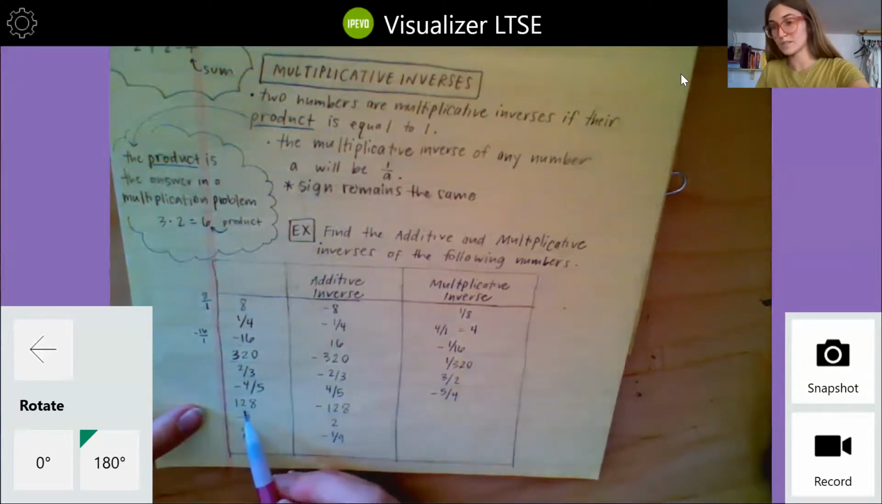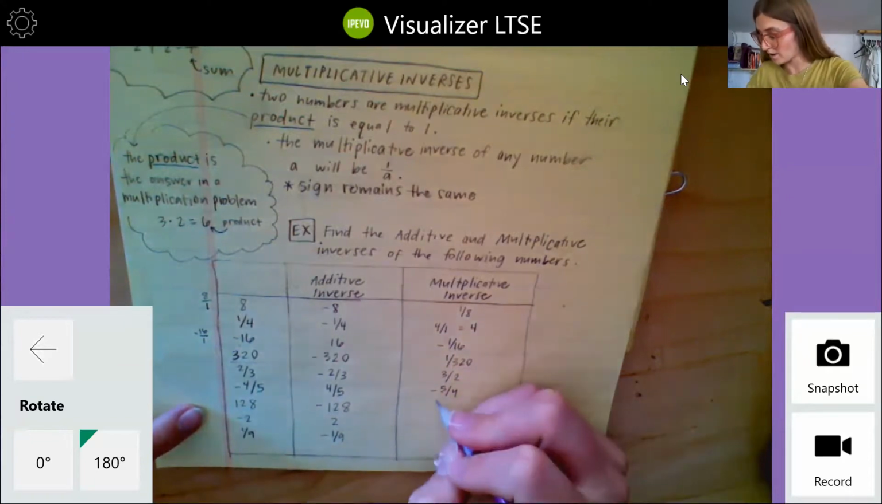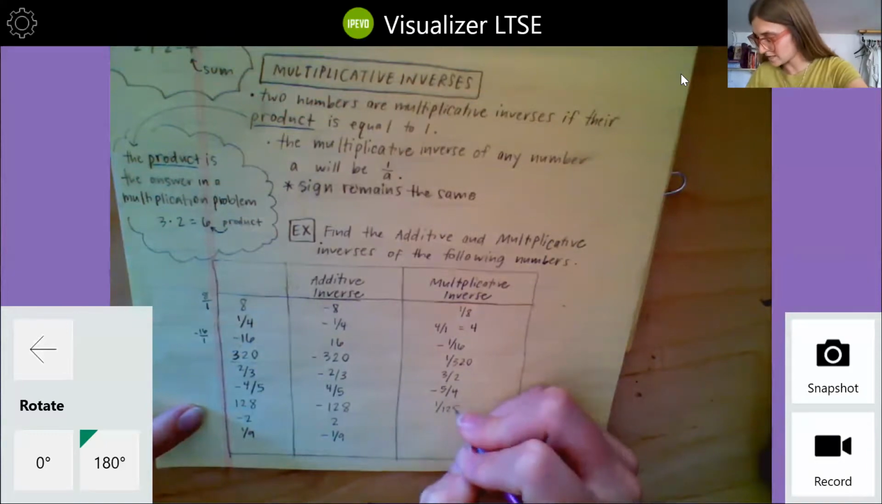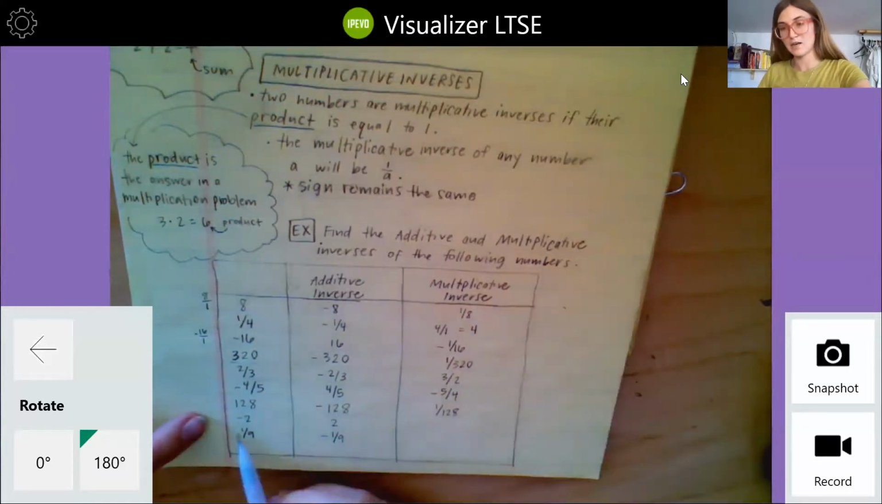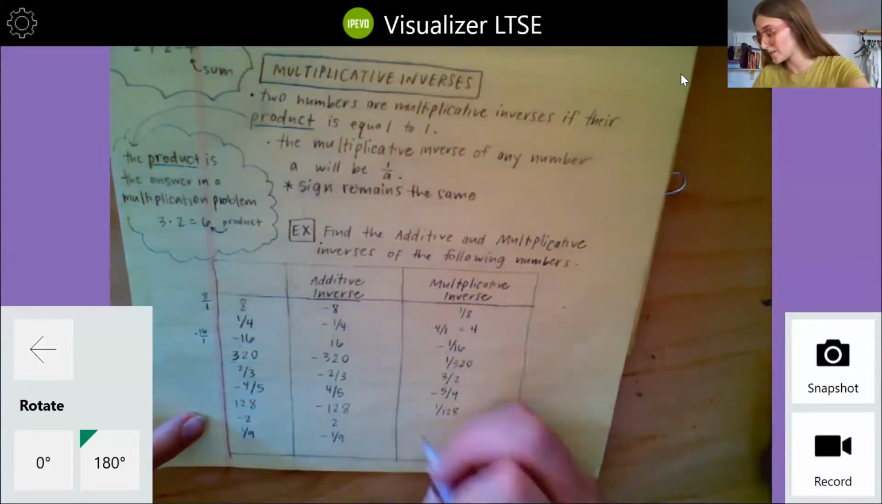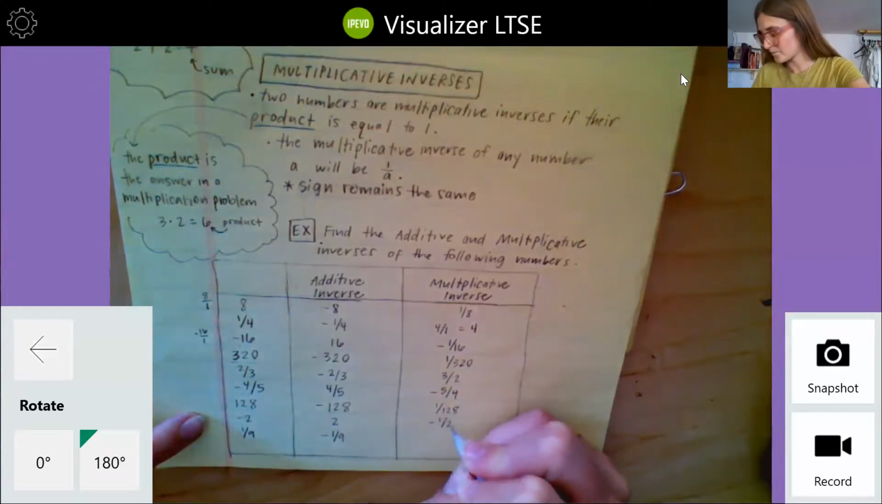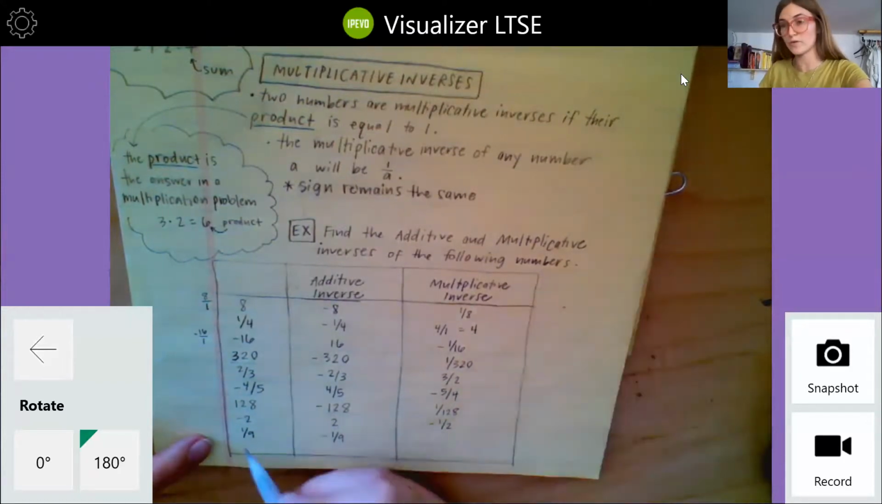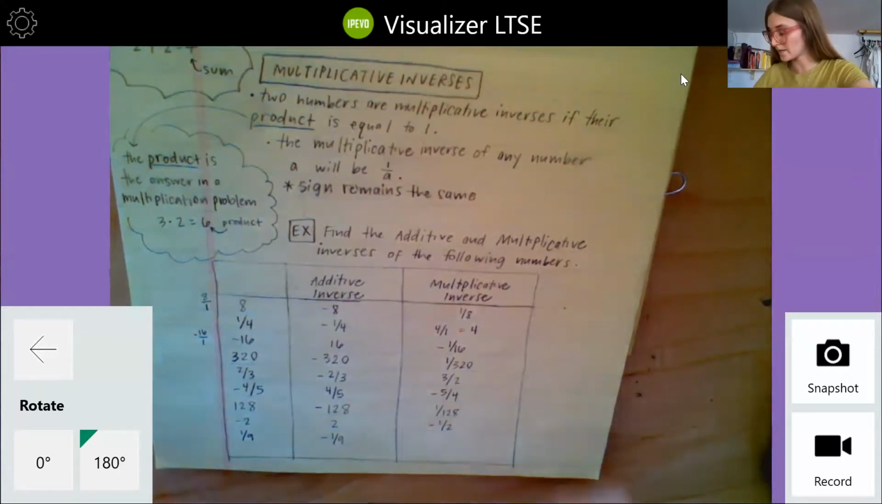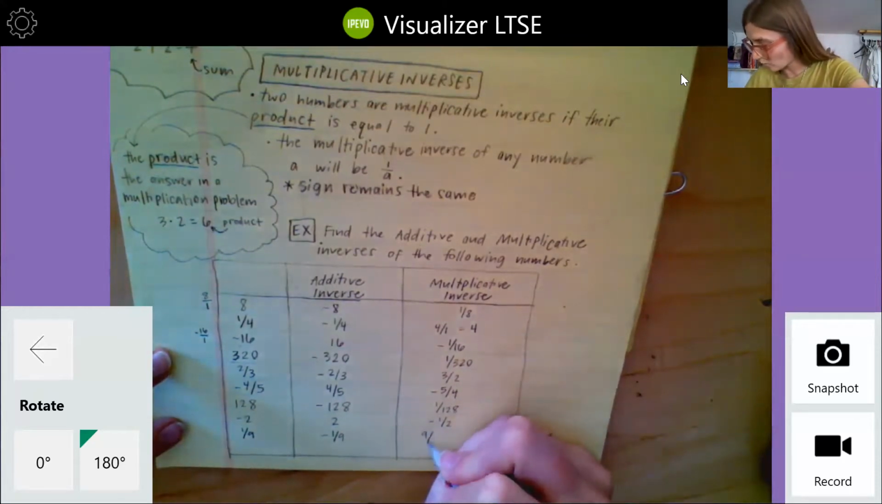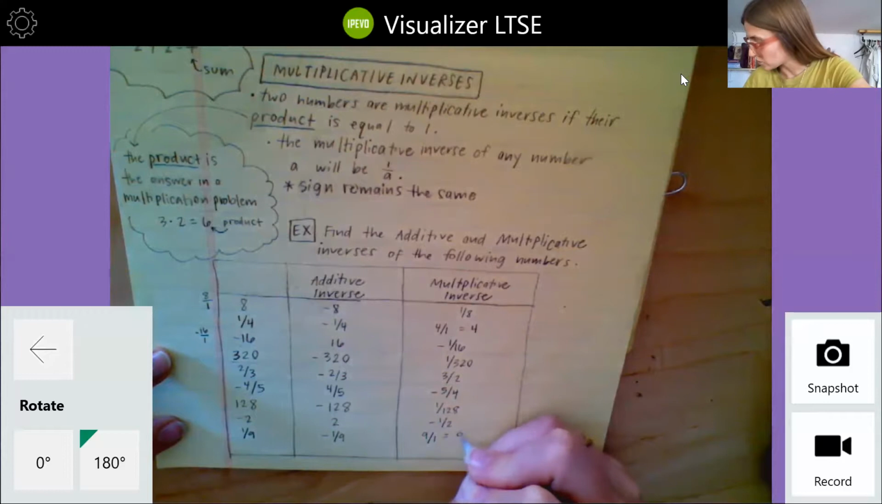Multiplicative inverse of 128 is going to be 1 over 128. Multiplicative inverse of -2 is -1 over 2. Multiplicative inverse of 1 over 9, I flip numerator and denominator. I get 9 over 1, which is just equal to 9.